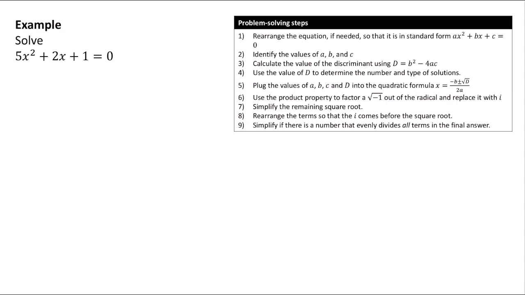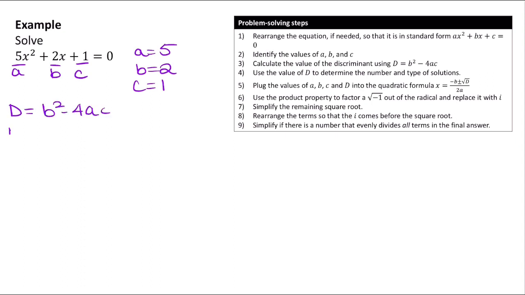This is already in standard form, so I'm going to label the values of a, b, and c. I have a equals 5, b equals 2, and c equals 1. Let's calculate now the discriminant. Remember, the discriminant is b squared minus 4ac. So that's going to give me d equals 2 squared minus 4 times 5 times 1. So 2 squared is equal to 4.